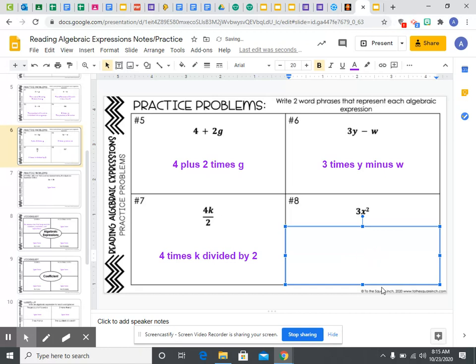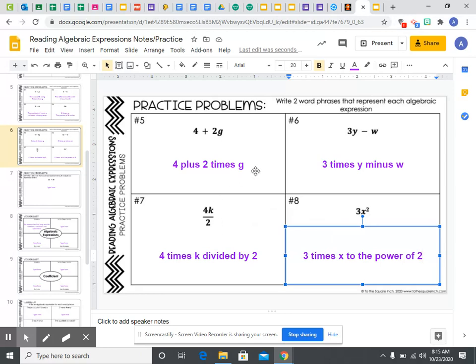And then for this one, how we would type this out because we have an exponent: we are actually taking 3 times x to the power of 2. That's how you would do a word phrase for an exponent. You're taking it to the power of whatever number is being used as the exponent.